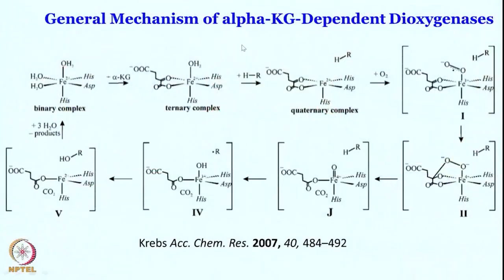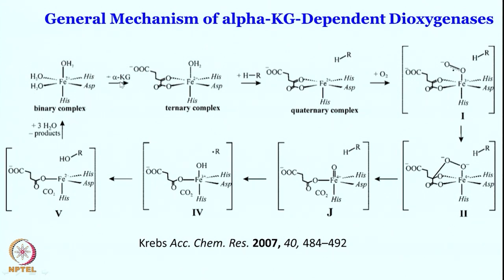I think it's a fascinating case, and this is something you may not have seen before, and that is this alpha KG dependent dioxygenase. So there is an organic substrate which is utilized in the process to extract out substrate hydroxylation chemistry or other ligand transfer chemistry such as halogenation reaction. Okay, this is, I think, an exciting enzyme. These have two histidine and one aspartate, a facial triad motif, as you see, two histidine and one aspartate and three water molecules. So these are quite interesting compounds.